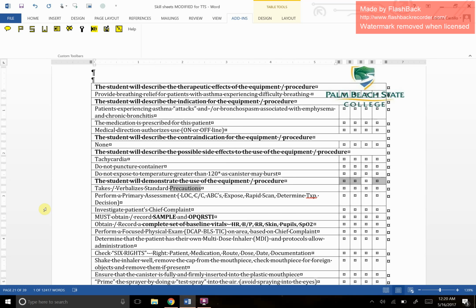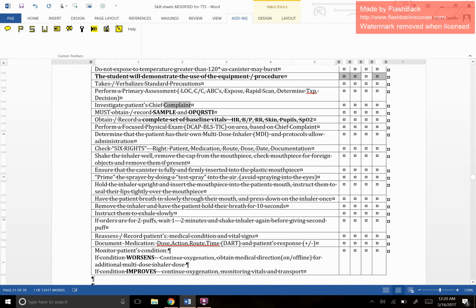Takes/verbalizes standard precautions. Perform a primary assessment, LOC, C/C, ABCs, expose, rapid scan, determine TXP decision. Investigate patient's chief complaint. Must obtain/record SAMPLE and OPQRST.